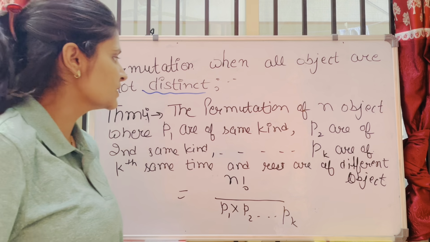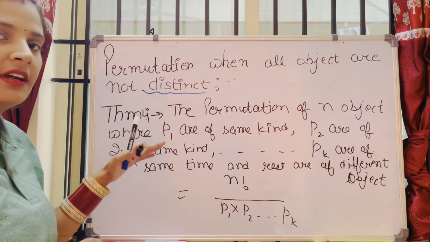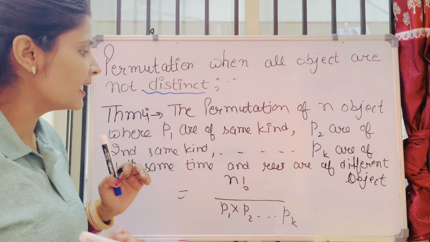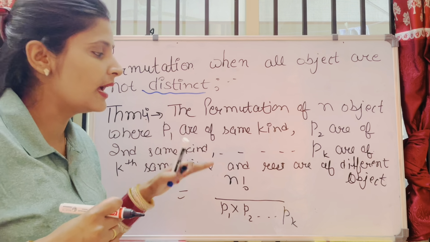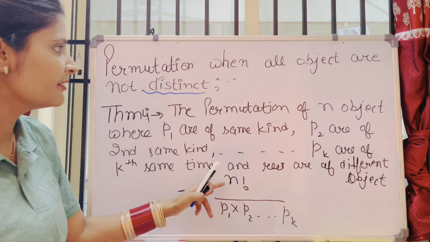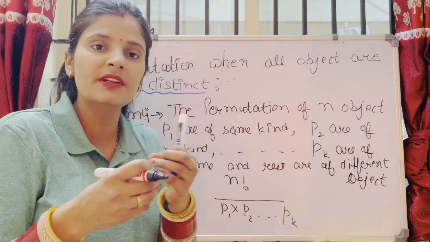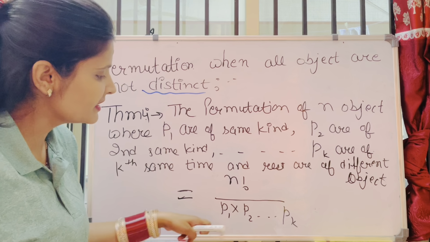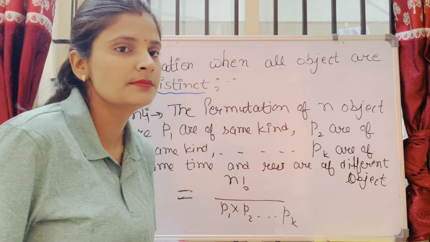That is our fourth theorem, which talks about the permutation of n objects where P1 are of the first same kind of elements, P2 are of the second same kind of elements, so on Pk are of the kth same kind of elements, and the rest are of different objects. So it is equal to n factorial, that is the total number of letters, the total number of arrangements which we will do, upon P1 factorial into P2 factorial and so on, those which are repeated elements, right? So this is our fourth theorem.